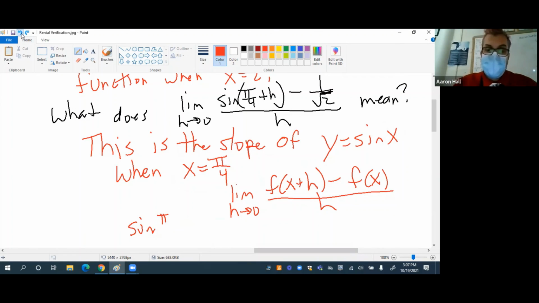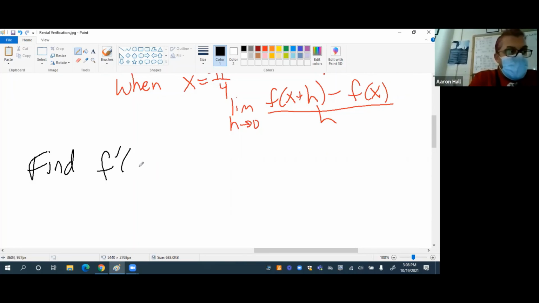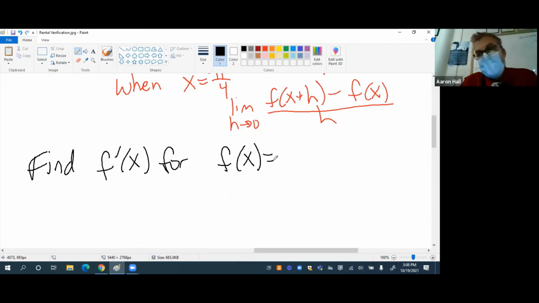Get rid of all that. I know we don't have a lot more time, but we do have some time. What if I want to find f prime of x for f of x equals 1 over x.